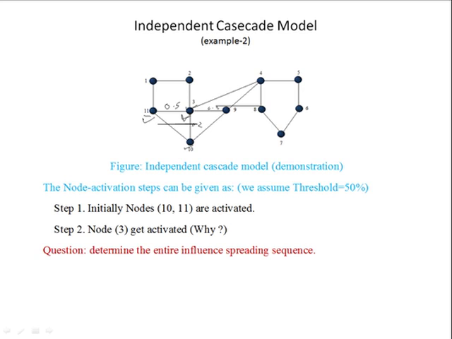Then at the next step, what are the possibilities of getting activated by node 1 and node 2 and node 9? At the next step, node 3 will try to activate node 2, node 10 will try to activate node 9, node 3 will try to activate node 9. So it is possible that both node 2 and node 9 get activated, or only node 9 gets activated, depending upon the thresholds. If we assume the threshold 50%, then node 9 has a better chance to get activated.